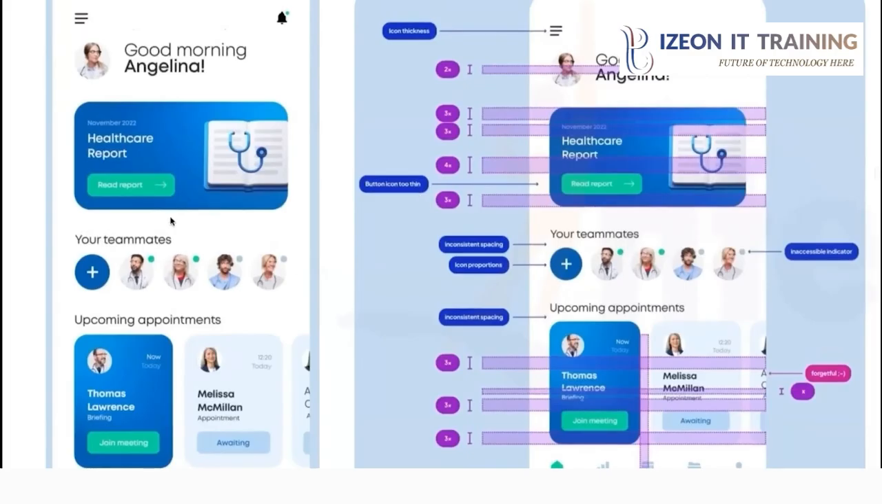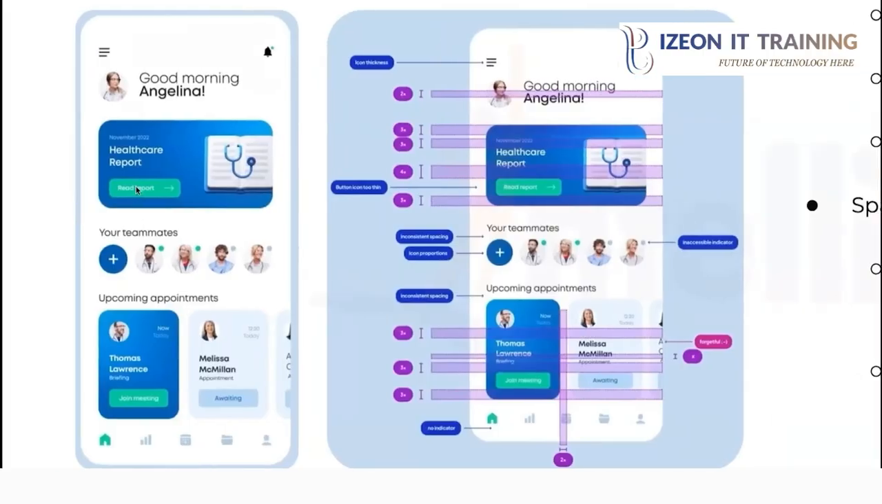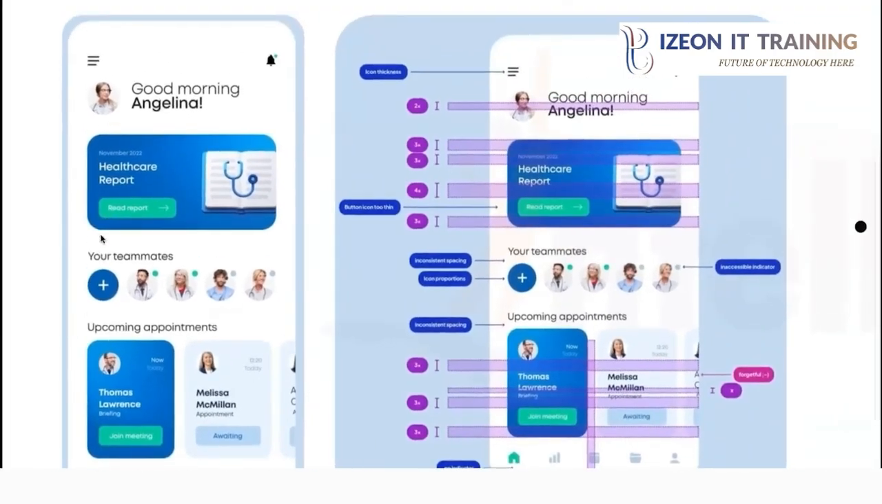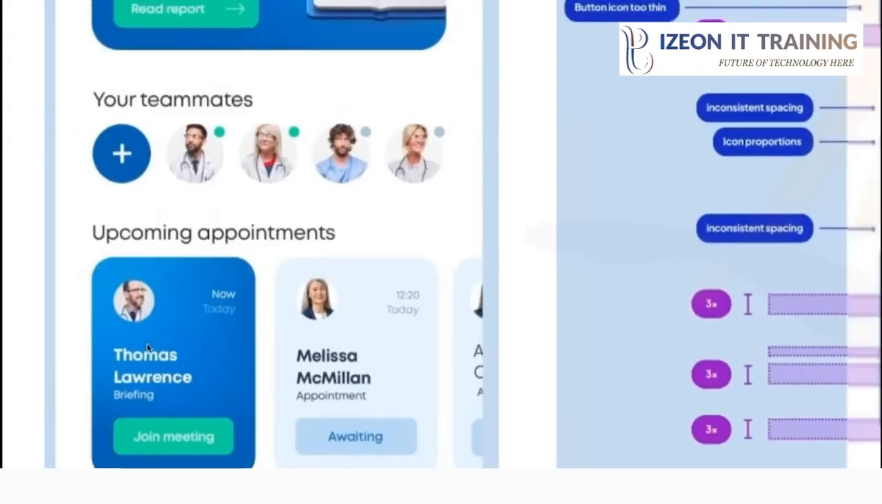Let's see here. Button icon too thin. Okay, this arrow is too thin, it seems, right? We're not able to get that. Even the contrast is not good. I wouldn't say this color is a better job that the designer has done. Okay, but it could have been better. Like this is not accessible, reading white text on the green background, right? But the overall alignment looks much better.